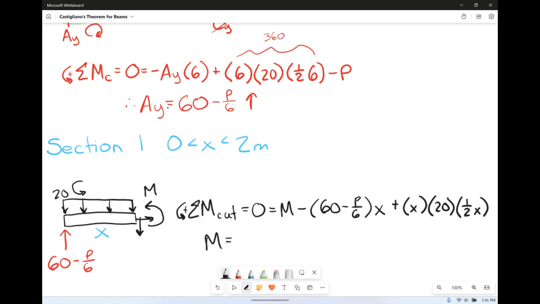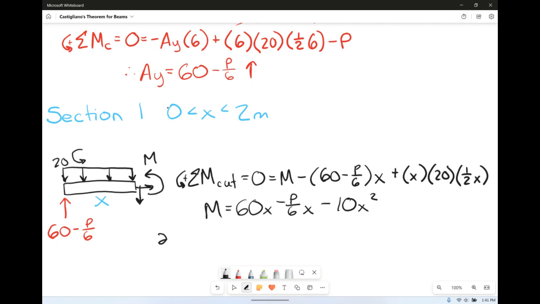So M is going to equal 60x minus P over 6x minus 10x squared. So del M, del P, the partial derivative of M with respect to P, the only guy who has a P term is him. So that's going to be minus 1/6 times X.